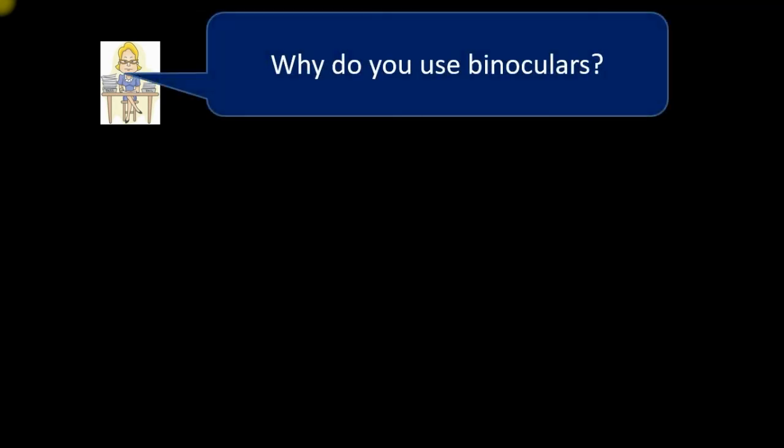Let's look at another example. Maybe the examiner might ask you, why do you use binoculars? Well, to answer this question, you need to think about what you want to talk about. Do you want to talk about you, or do you want to talk about binoculars? There's no right answer here. It really depends on your mind.